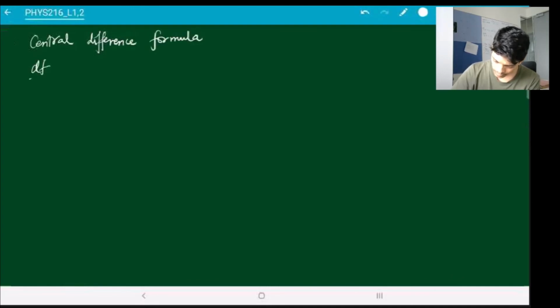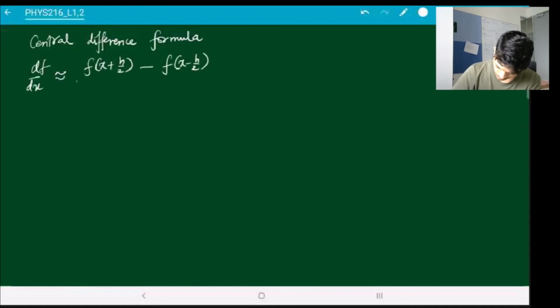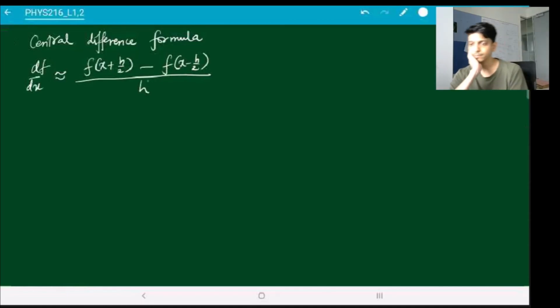The central difference formula says that df by dx is, so you go forward a little bit, you go backward a little bit. This has smaller rounding error than the other two cases.